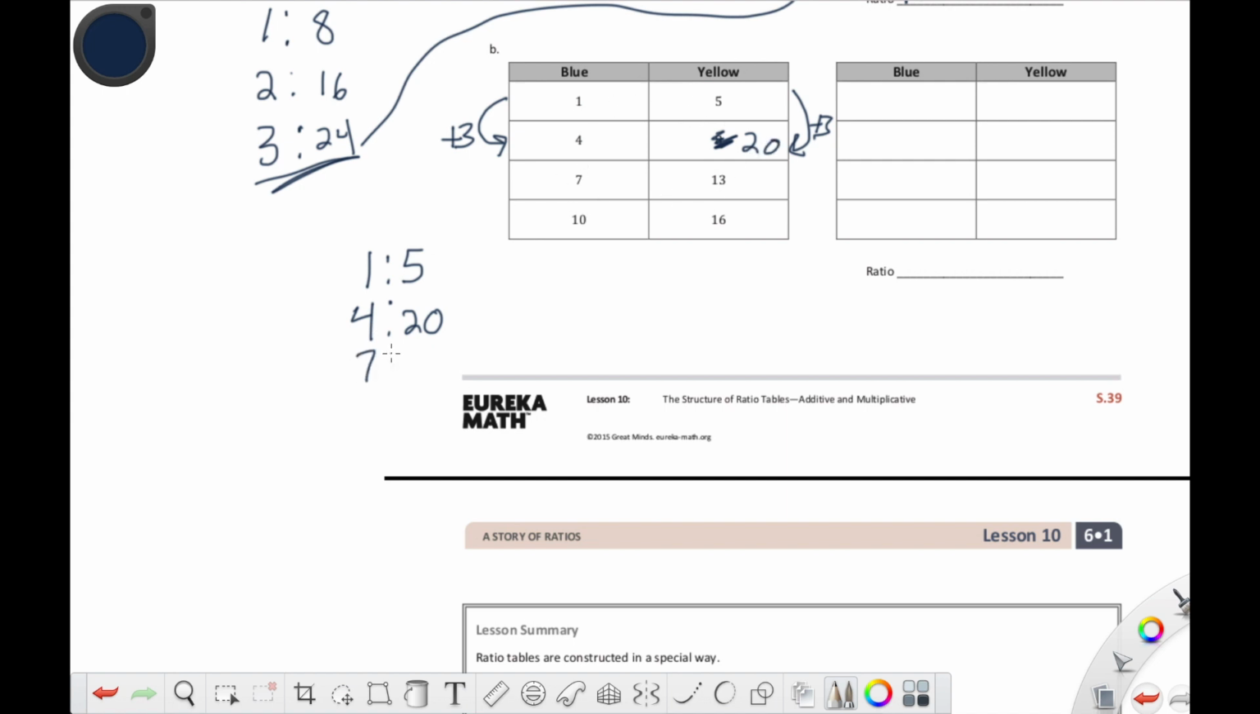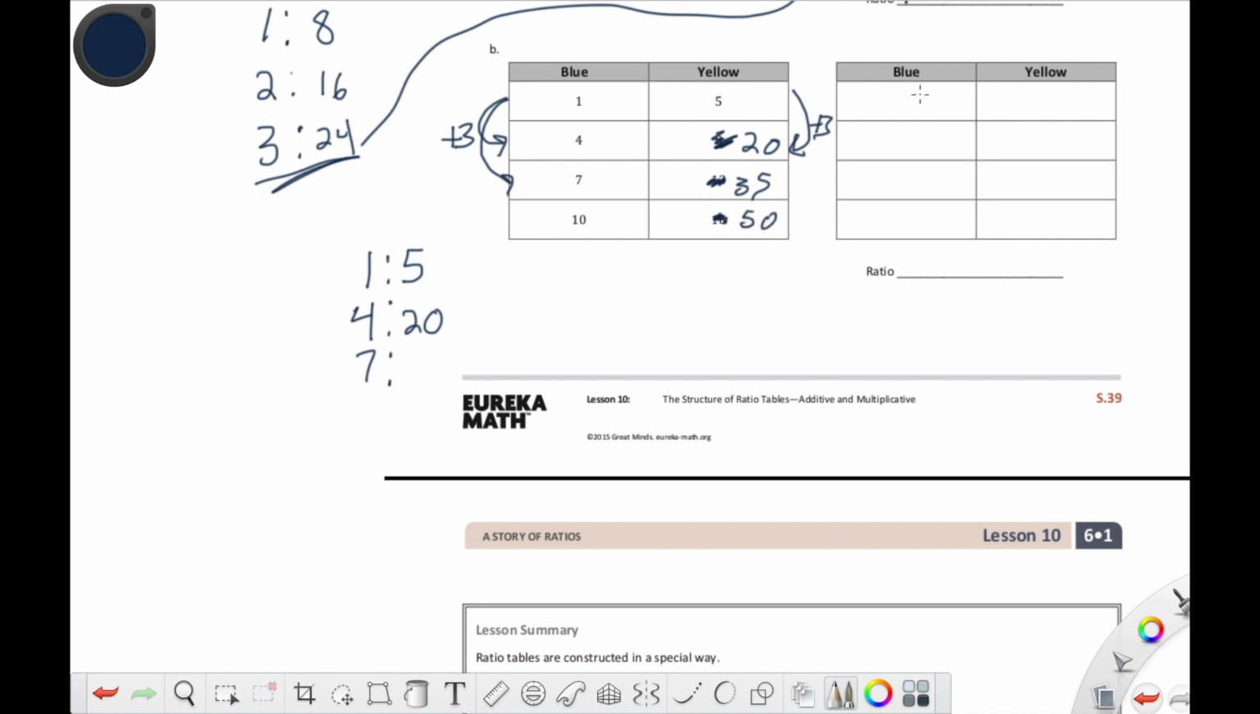So now if we do the same thing, 7, we're going to keep making equivalent ratios over here. 1 times 7 is 7, and 5 times 7 is, well, it's not 13, it's 35. Okay, 1 times 10 is 10, and 5 times 10 is 50.